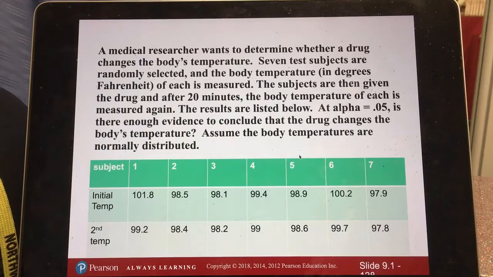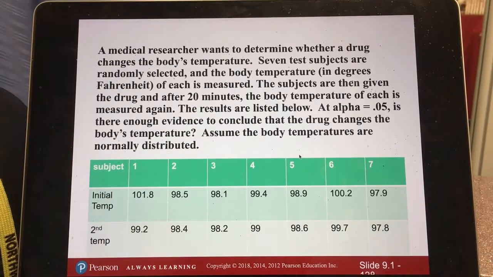Now notice it does not say it raises or lowers. It just says it changes the body's temperature. Okay, so what we're going to do is set an equal to and a not equal to as our 2 options here, because it doesn't say raise or lower. It just says equal or not equal to.